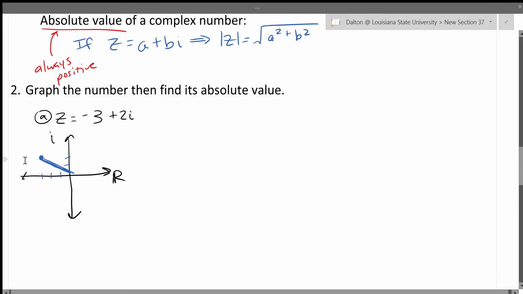To find the absolute value of z, it will be the square root of a squared plus b squared. So that's going to be the square root of 3 squared plus 2 squared, which is the square root of 9 plus 4, which is 13. By now in your math career, unless I specify to round to the nearest hundredth or something, you should always leave radicals in simplest radical form, though there are no square numbers that are factors of 13.